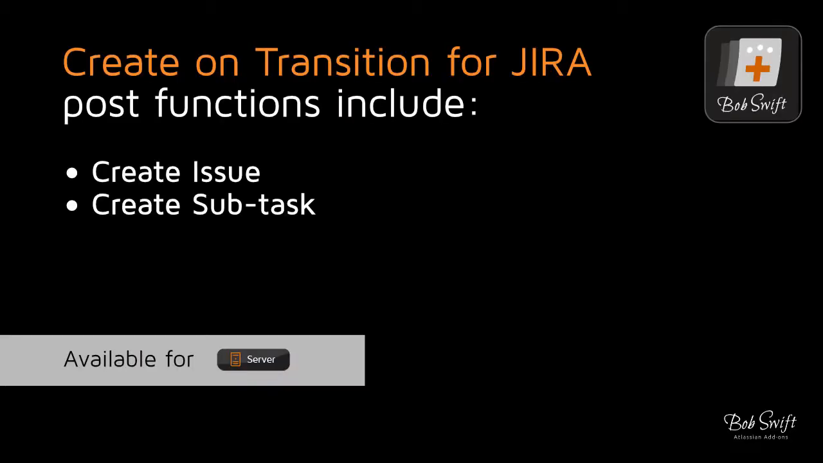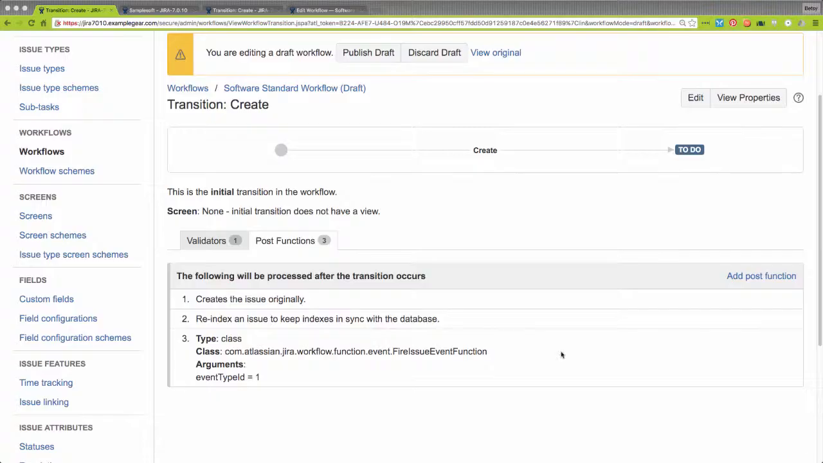The Bob Swift Create on Transition add-on for JIRA allows you to automatically create issues or subtasks during a JIRA workflow transition without writing a single line of code. I'm going to walk through several examples to show you how you can use this powerful add-on.